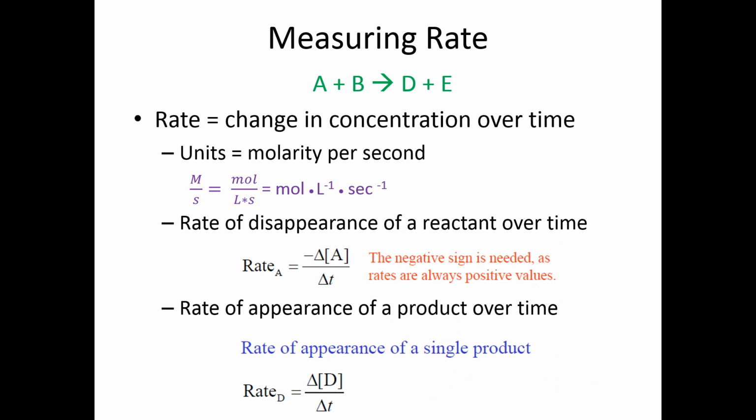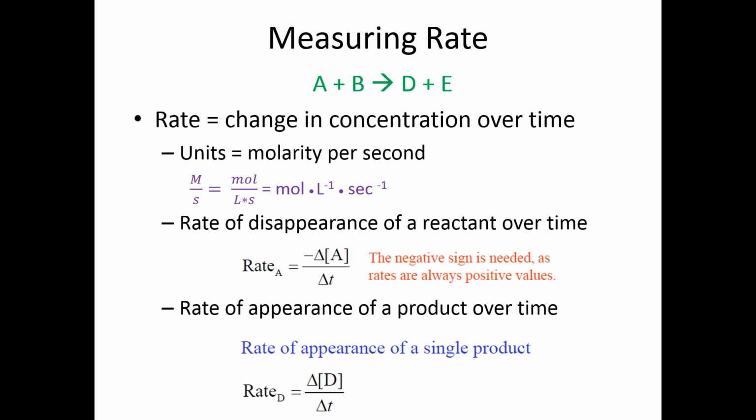So some basics about rate. When we measure rate, we usually measure it in the change in concentration over time. So the units are going to be in molarity per second, or they might be in molarity per minute or molarity per hour, but it's always in concentration per time. And we could look at the rate of disappearance of a reactant over time, or the rate of appearance of a product over time.